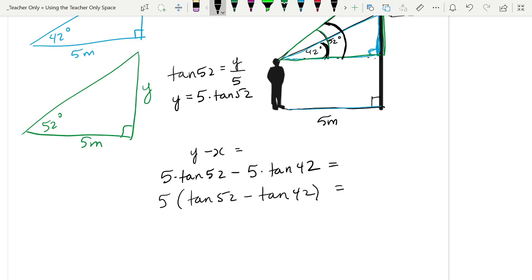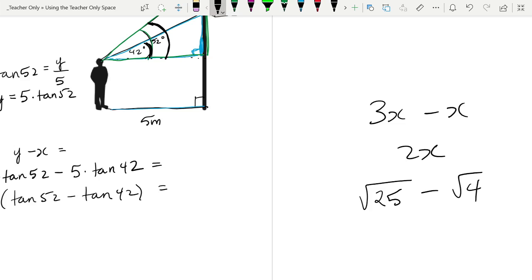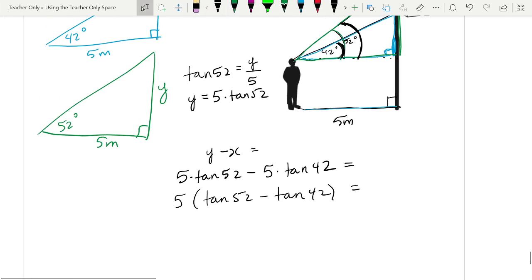It isn't. Because, again, tangent's not an operation that I can do that with. If you had something like, say, 3x minus x, you'd say, yeah, that's 2x. But tangent's not a thing that you times by. It's not a number. How about this? Could you say that the square root of 25 minus the square root of 4 is equal to the square root of 21? Is that a true statement? No, it's not. Because that's 5 minus 2 is 3, and square root of 21 is nowhere near 3.